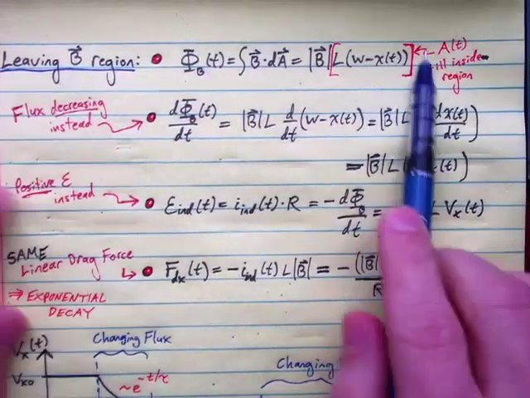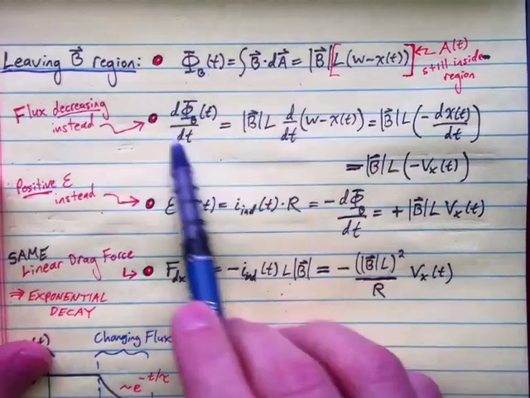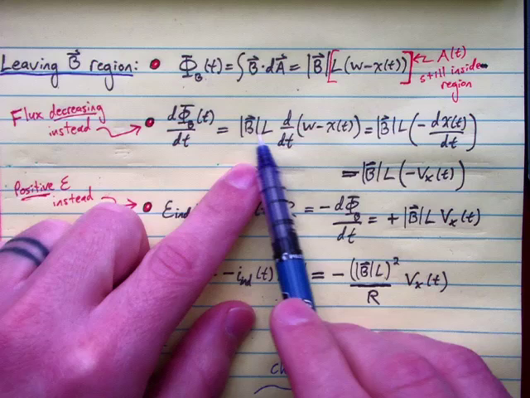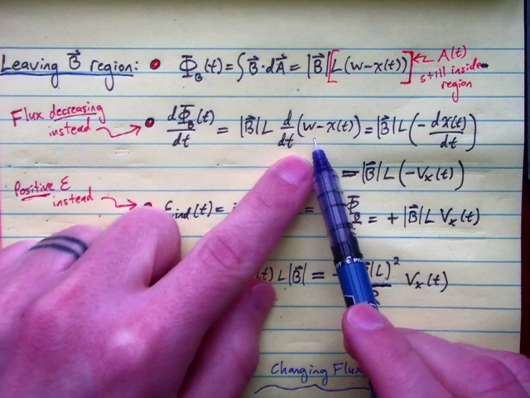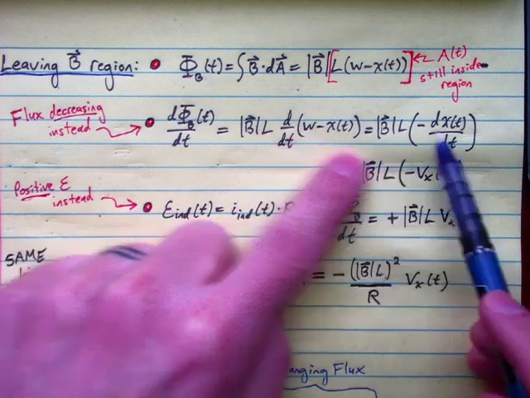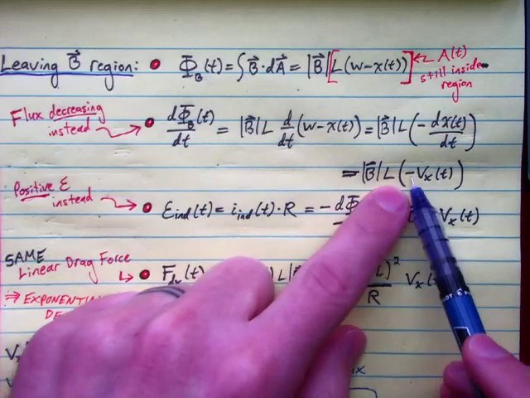So there's our flux as a function of time. Let's find its time derivative. B and L are constant. We need d/dt of W minus x(t). W is a constant. That's just the fixed width of our loop. So then minus dx/dt, or BL times minus Vx.